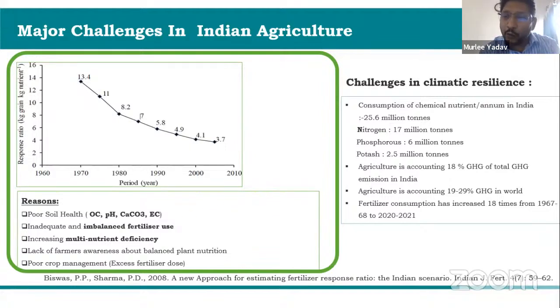At world level, agriculture is accounting for 19 to 29%. So we have to go by the balanced nutrition concept. Only then can we reduce the quantity of nitrogen. Otherwise farmers are putting this nitrogen in an indiscriminate way. If farmers use this nitrogen in an indiscriminate way, in that case this climatic resilience problem will be there.